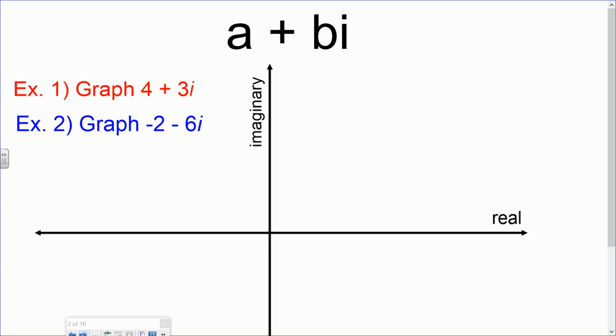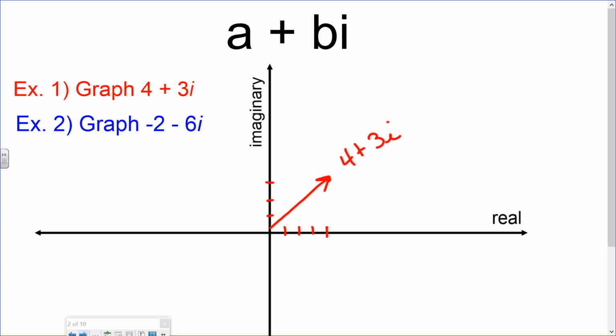So for the red 4 plus 3i, I am going to go 4 in the positive direction on the real axis, and I am going to go 3 in the positive direction on the imaginary axis, and wherever those line up, that is my 4 plus 3i.